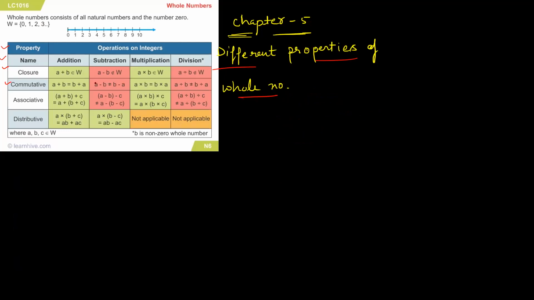So there are four main properties. Apart from these four, there are some more properties, but these are the four main properties and we will discuss only them today. In this chart, the whole chapter is given. As you can see, all these four properties are given for addition, subtraction, multiplication, and division.